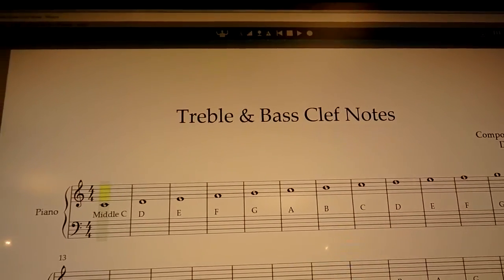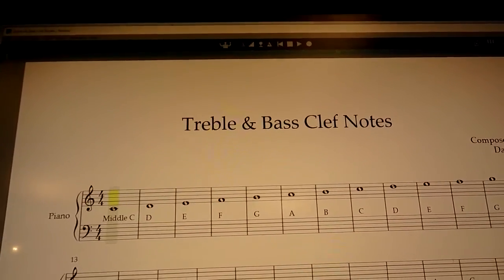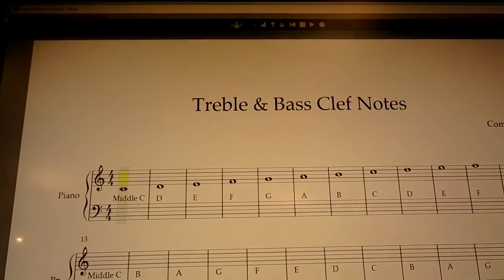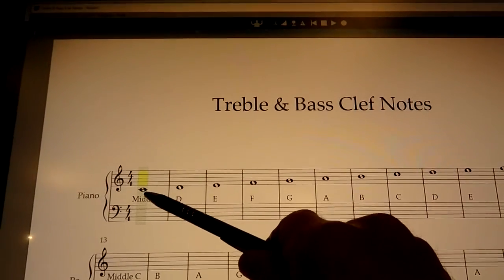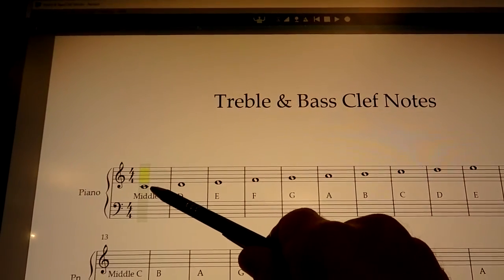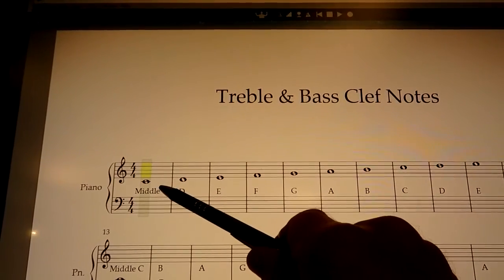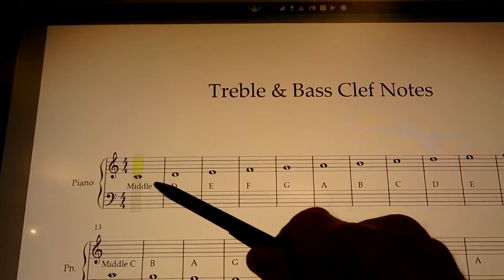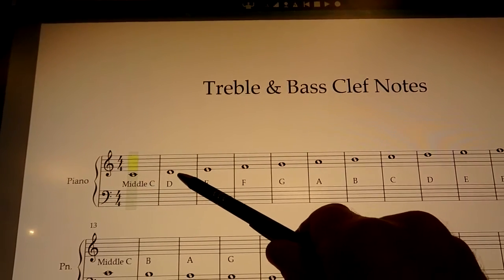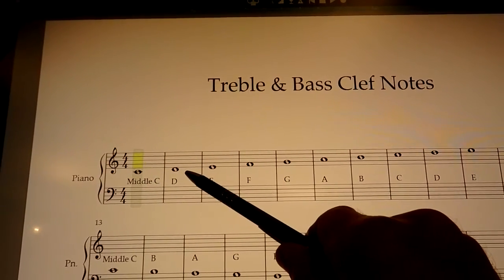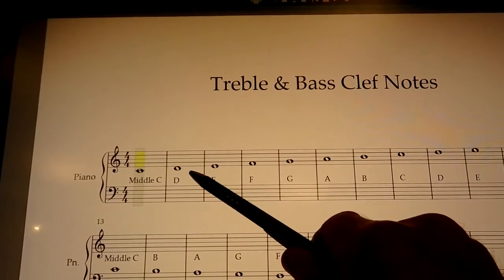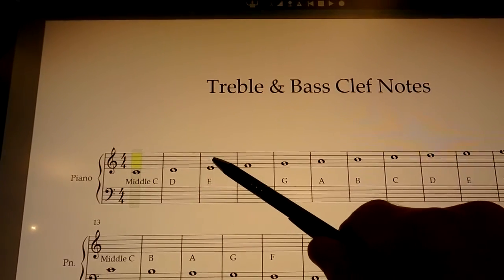Hi there. I'd just like to go over some notes here on the treble clef and bass clef for you. We've talked about middle C. It's written on the first ledger line below the treble clef staff. Okay. D, we're heading up from middle C now. D is written on the first space below the treble clef staff.